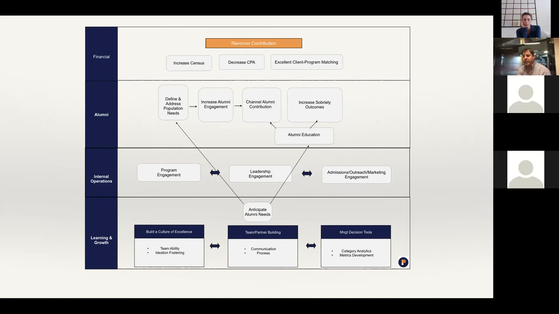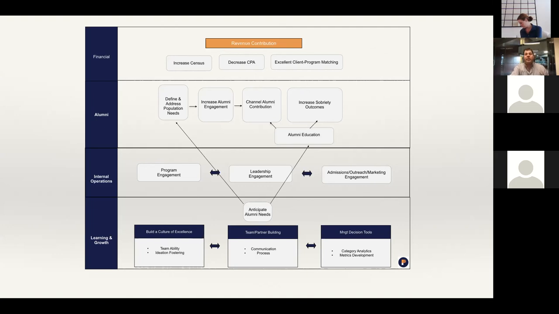And then management decision tools. What can we put in place? I used the term category analytics here instead of competitive, because I really don't like that term in the world of TPAS. But what are we doing to improve the decision-making tools that we're learning from other programs and people? What are metrics that we're not capturing now that can help us understand and make better decisions, both ourselves and leadership? And I think it shows a lot to management to let them know that you're thinking of all these things in addition to the day-to-day.